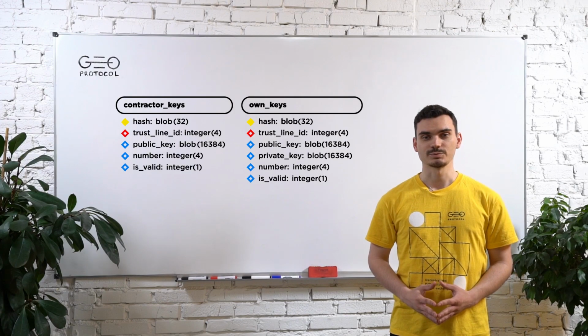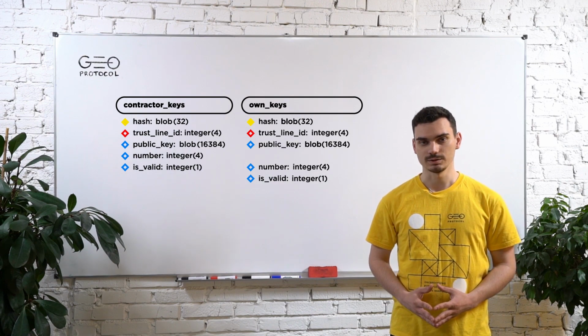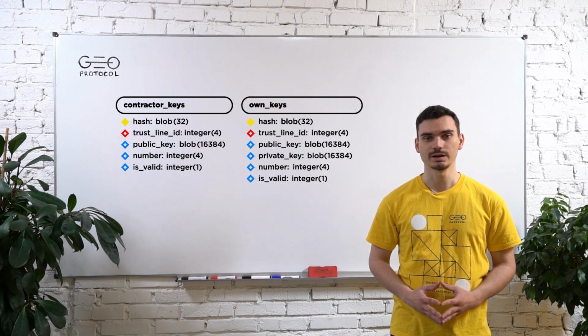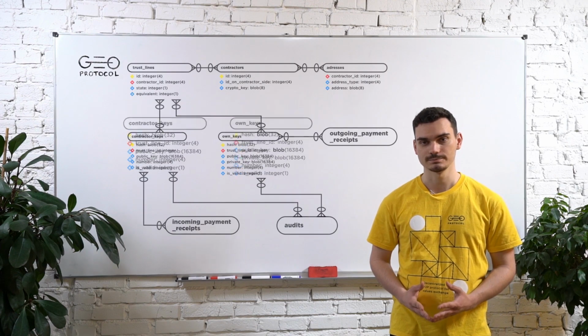Public key field contains a 16 kilobyte Lamport public key, own or contractor's, depending on which table this field is in. Number field contains a sequence number of a key in the node's key pool and consists of 4 bytes. IsValid field contains a byte field with a value of either 1 or 0, which indicates whether the key was already used or not. Private key field is present only in the own keys table. It contains a 16 kilobyte private key of the Lamport key pair.